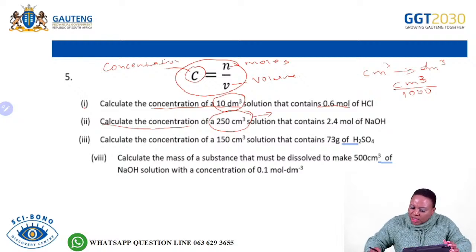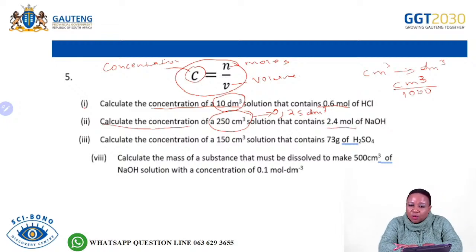Therefore, if you are given 250 cubic centimeters, you divide by 1,000, then you are going to get your cubic decimeters. In this case, it's going to be 0.25 cubic decimeters. Then you are also provided with the number of moles. So the only thing that was different here is that our volume was in cubic centimeters and we are still provided with the number of moles.